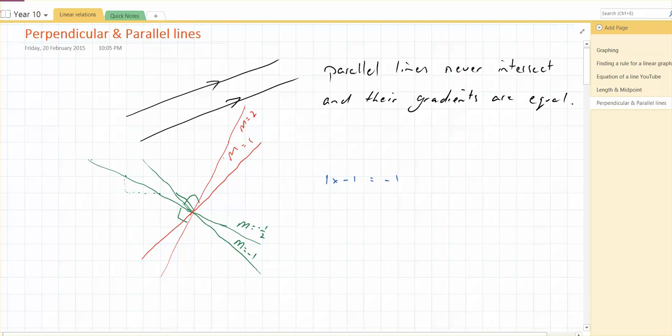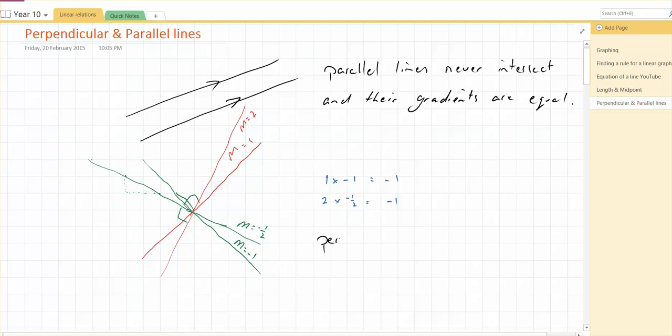Let's have a look at these two lines here where the red gradient was 2, so we multiply the gradients together because I think there's a little pattern. Multiply it by its perpendicular gradient there in green, which was -1/2. Lo and behold, we get -1. So that is in fact a relationship. The gradients of perpendicular lines will multiply to -1. So let's make a note about that.